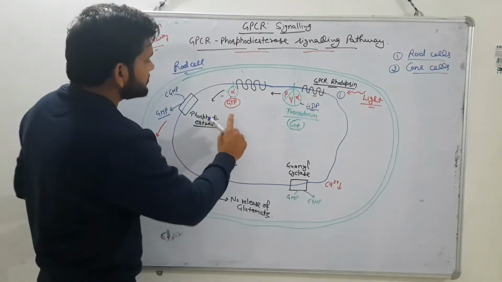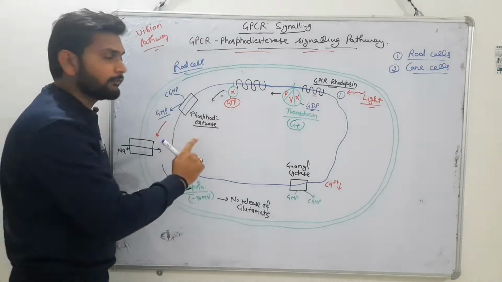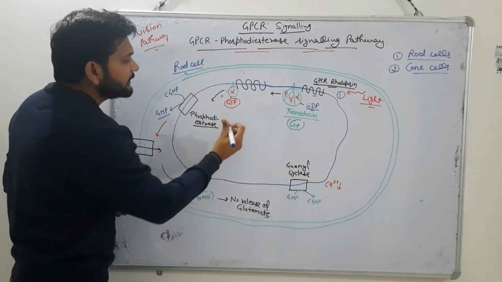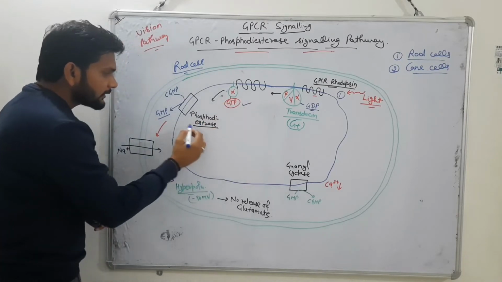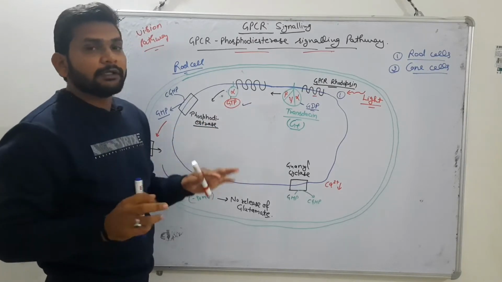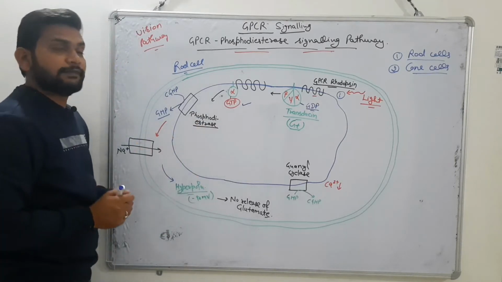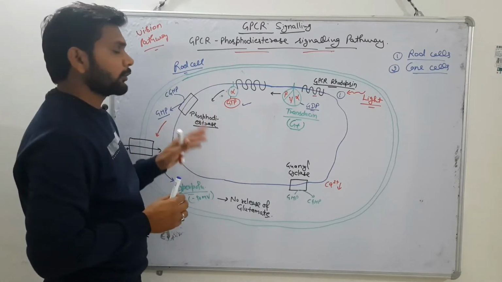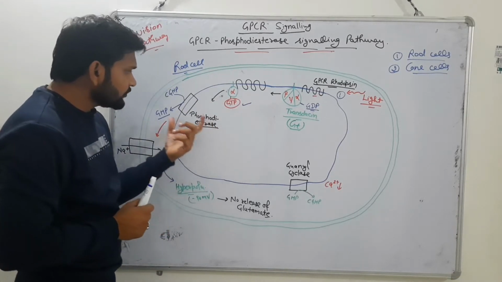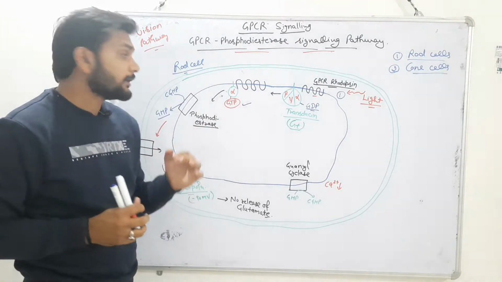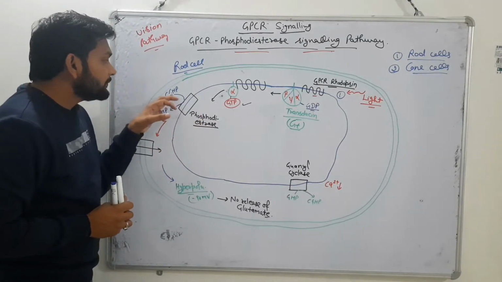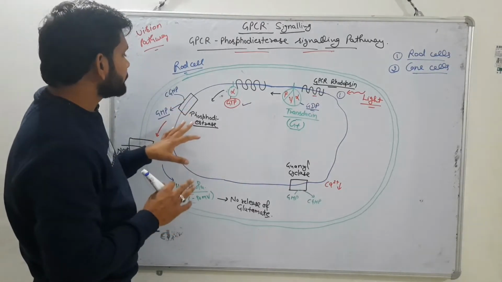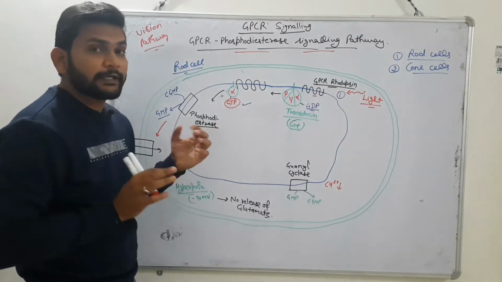Here is the GT alpha protein bound with GTP. It will activate the phosphodiesterase enzyme, which is also embedded in the integral membrane. What is the work of the phosphodiesterase enzyme? cGMP gets converted into GMP. This is the work of the phosphodiesterase enzyme.